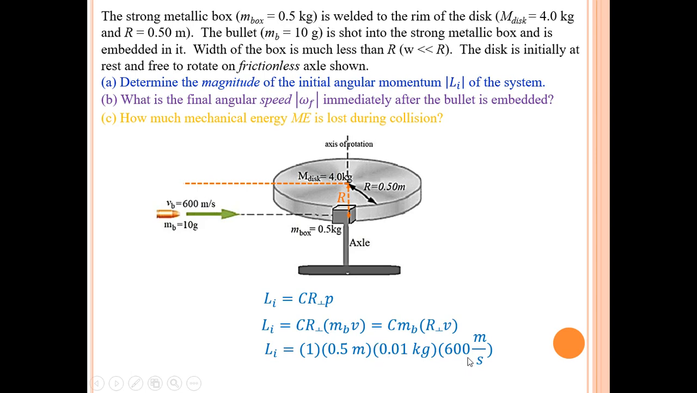And then the speed of the bullet, or the velocity of the bullet in this case, is directed to the right, which is given in the schematic as 600 meters per second. So part A is pretty straightforward. It's just a lot of plug and chug. Okay. If you do your calculator work, you should get 3 kilogram meters squared per second. And since they asked for the magnitude, we'll just stop there. All right, let's move on to part B.